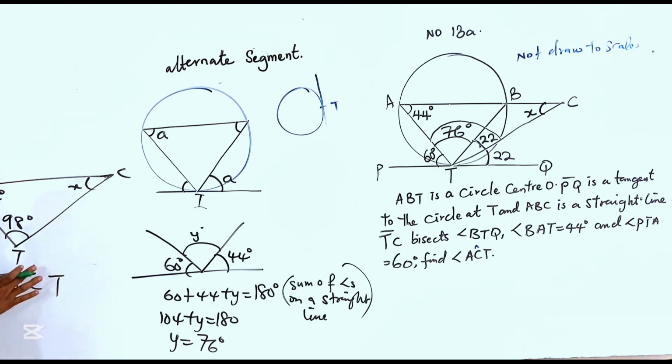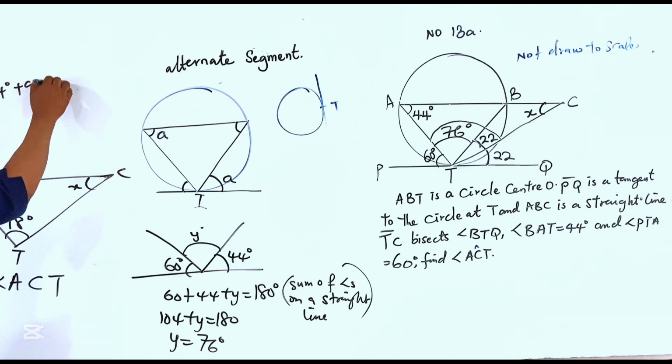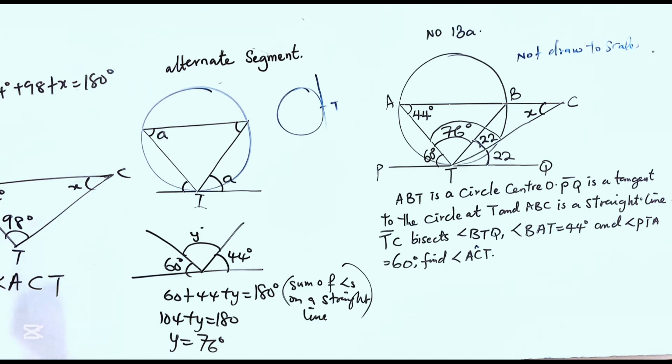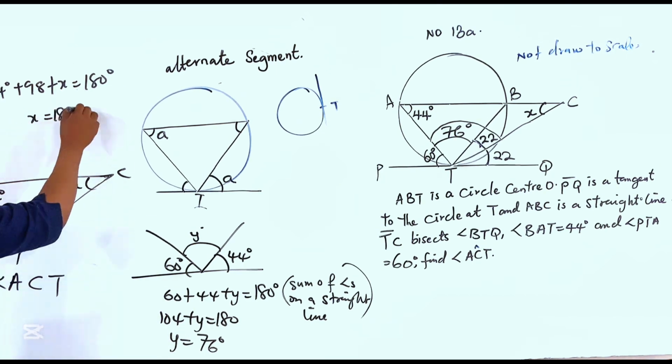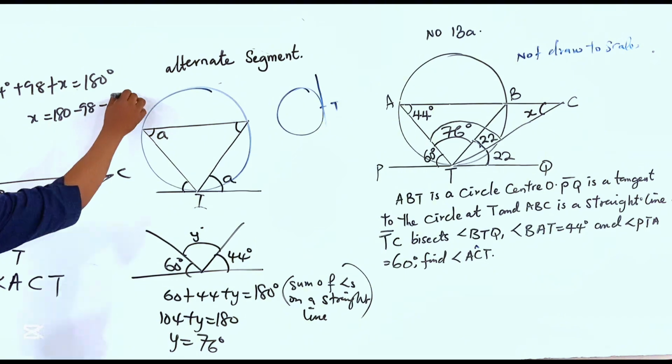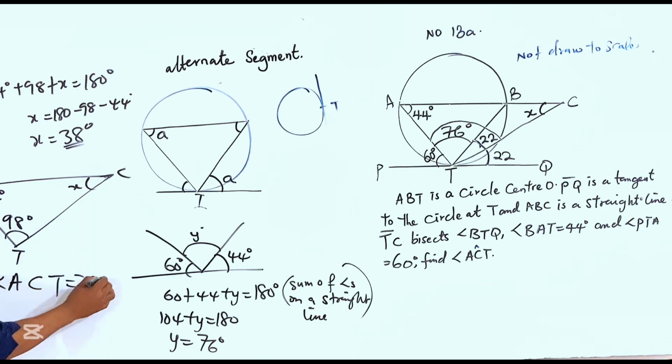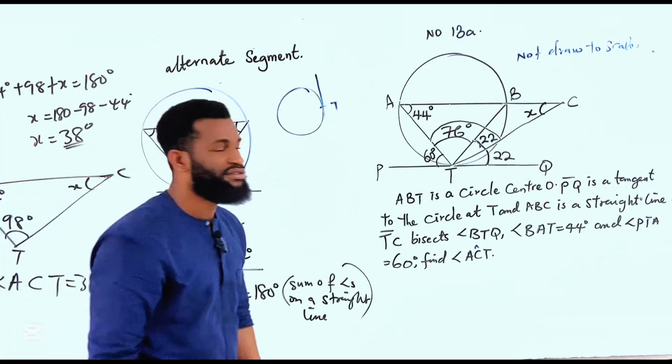Are you getting me? Most times you don't use this, you use this. So what am I going to do to find this? I'm going to say 44 plus 98 plus X equals 180, sum of angles in a triangle. So X is going to be 180 minus 98 minus 44. X is 38. Therefore, angle ACT is 38 degrees. Do you understand that?